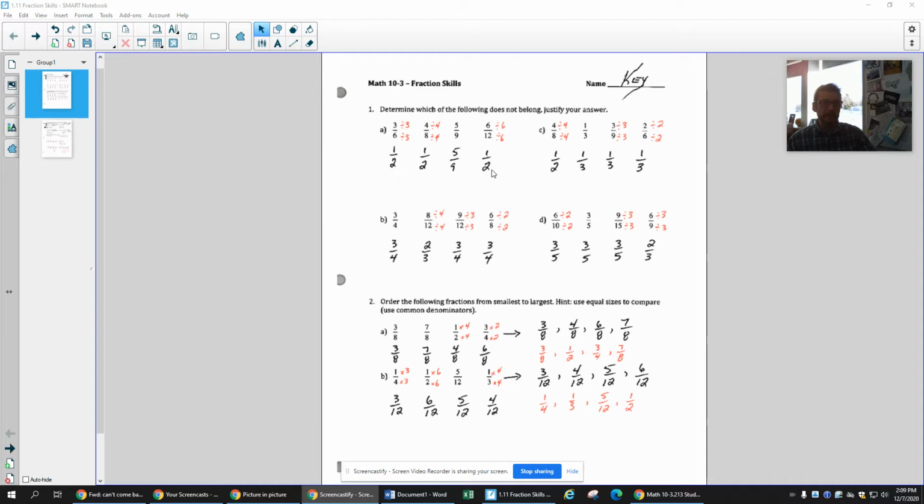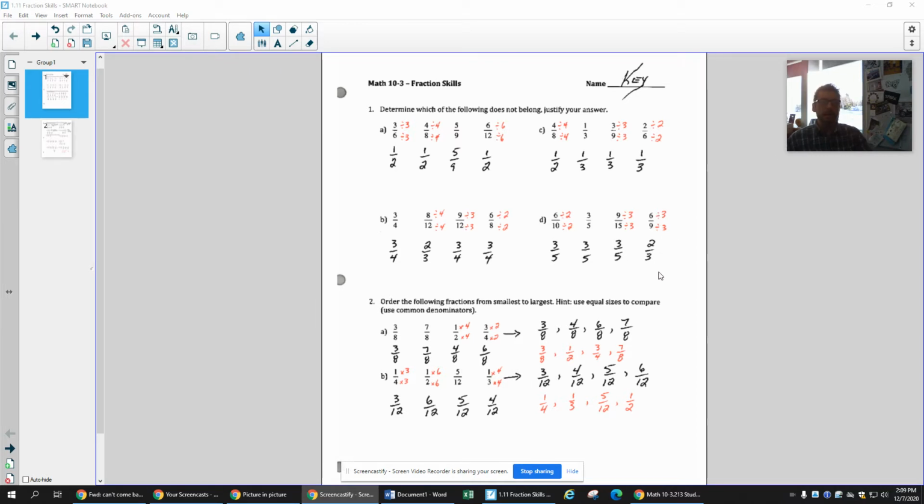And as you simplify, you can see that three of the fractions are 1/2 and one stays as 5/9. So 5/9 is the outlier because it is not equal to a half. And then when we did B, we have three of them end up being 3/4 as the lowest terms, but this 8/12 ends up being 2/3. So 8/12 or 2/3 is the outlier. And then for C, you can see that a whole bunch of 1/3, but yet 4/8 is a half. So it's the outlier. And then the last one, a bunch of 3/5 until you get to 6/9, which is 2/3. So it's the outlier.